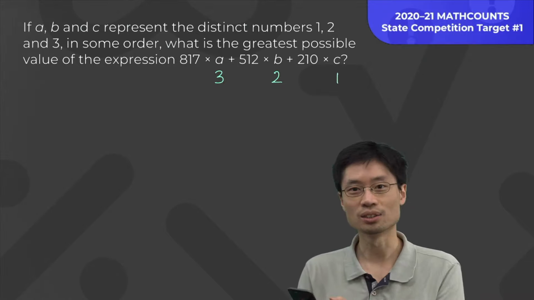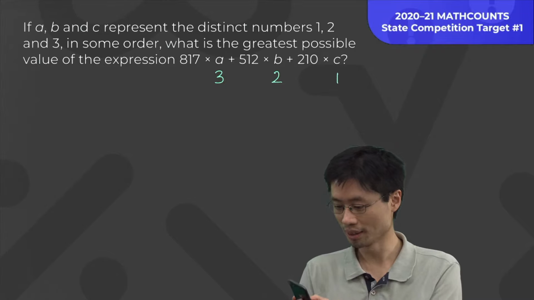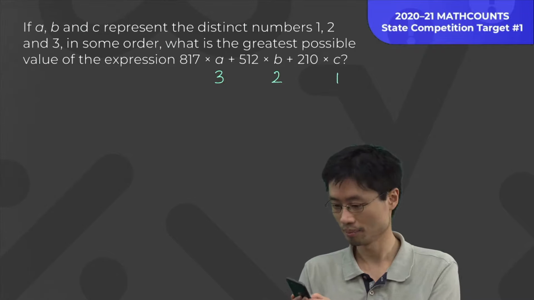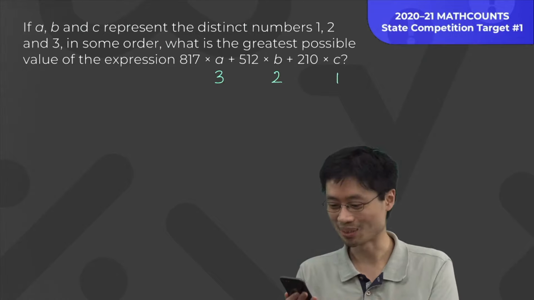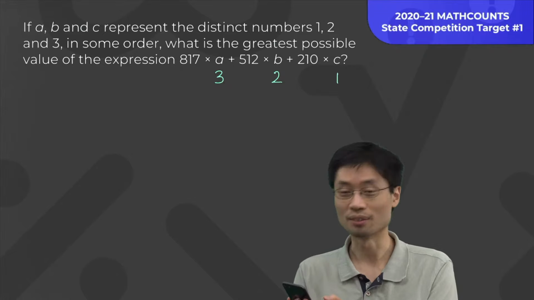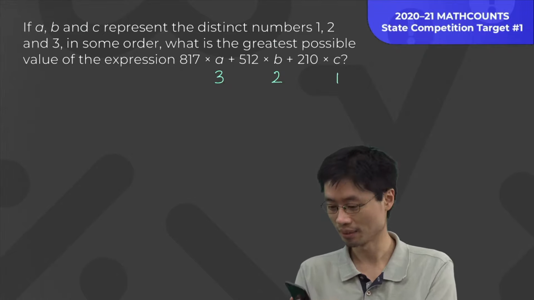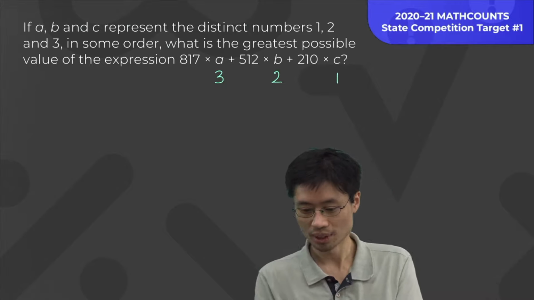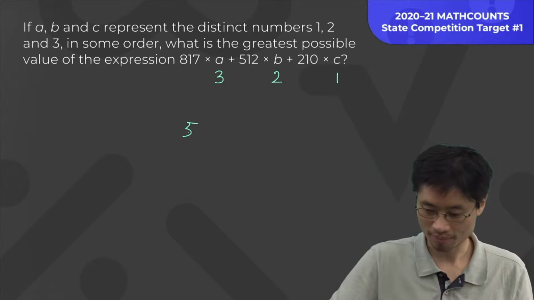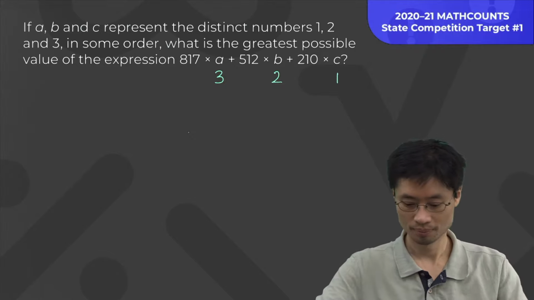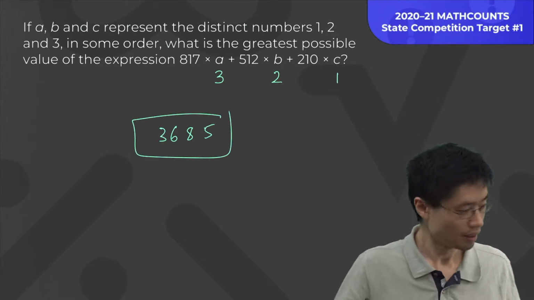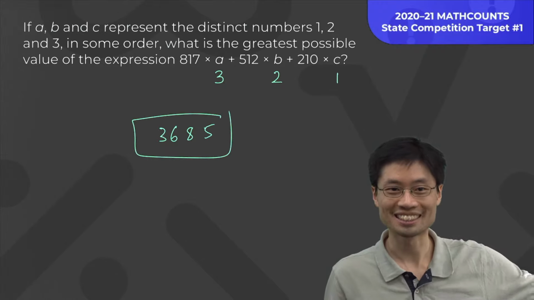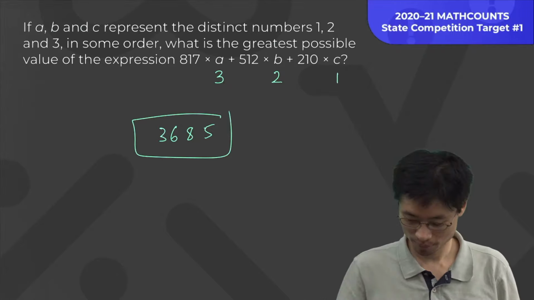So I want to do 817 times 3, plus 512 times 2. Oh, I know what that is. That's 1024, because that's a power of 2, plus 210 equals 3685. That's the answer I got. Let's put this down. So I'm getting 3685, and that's the answer that I'm going to propose. Let's see if this is correct. Yes, that is correct.